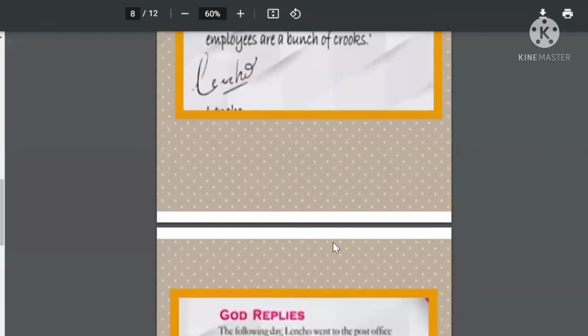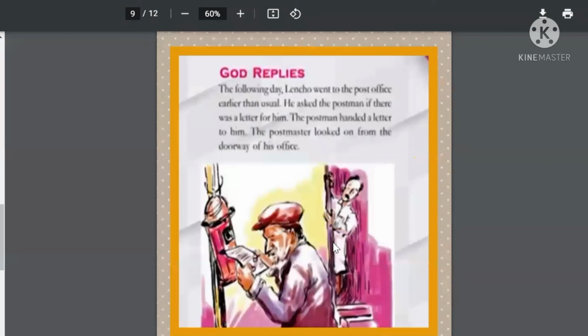Now we are continuing. God replies. Listen in your textbook, page 42. All of you may please listen. I'll read it for you. God replies. The following day, Lencho went to the post office earlier than usual. He went to the post office very early, even before it opened. He asked the postman if there was a letter for him. As soon as it opened, he went in and asked, is there any letter for me?